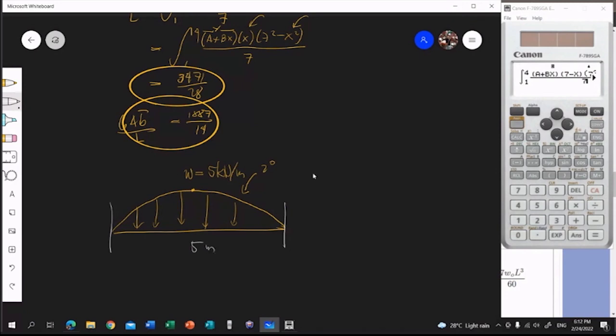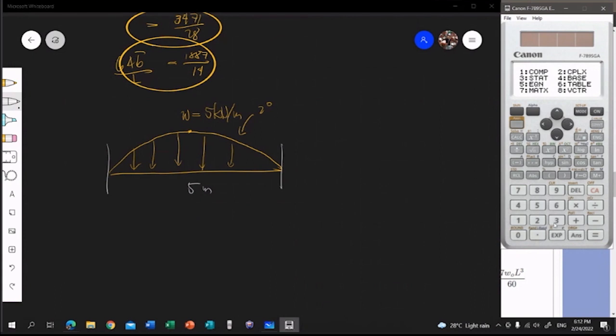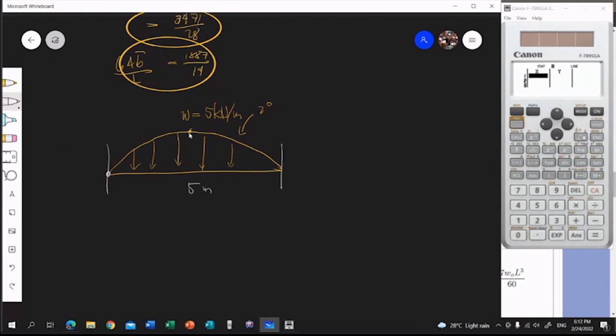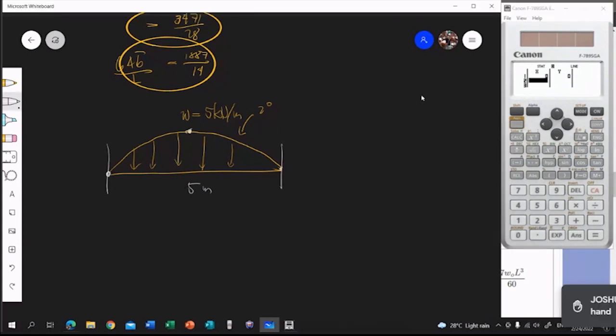How do we solve this? We use Mode 3, quadratic, because it is second degree. In quadratic, you need at least 3 points. The first point: when x is 0, the value of y is also 0.